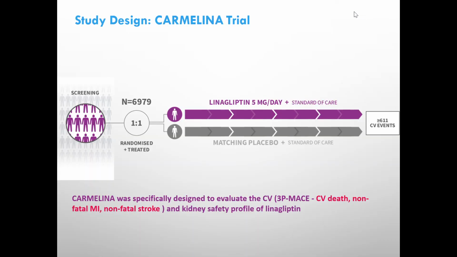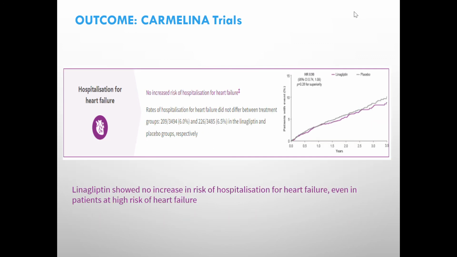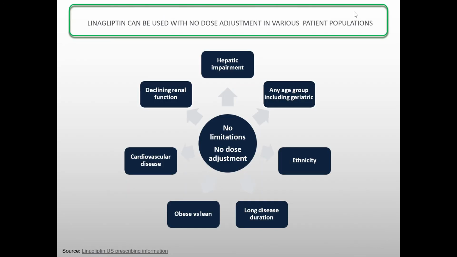So this slide is also important. Now this was a trial carried out in approximately 7000 patients, a 1:1 randomized trial. In one arm they were given linagliptin and in the other arm they were given placebo. And the outcome of that trial is that linagliptin demonstrated a long-term cardiovascular safety profile in patients with type 2 diabetes, including those with cardiovascular disease and kidney disease. About hospitalization, linagliptin showed no increase in risk of hospitalization for heart failure, even in patients at high risk of heart failure.